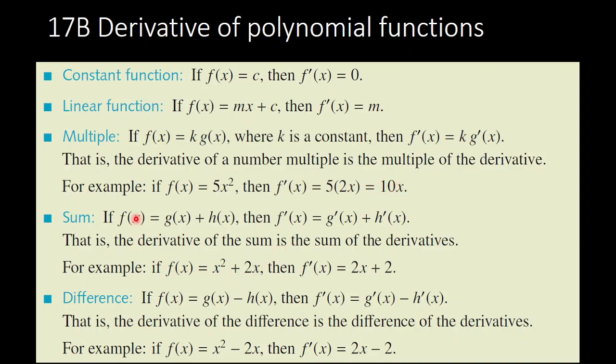With a sum and a difference, the derivative is the sum of the derivatives, and for the difference, the derivative is the difference of the derivatives. So just for the sum, if you have x squared plus 2x, you separate it, so you do the derivative of 2x, you do the derivative of x squared. Sorry, I did it backwards. Let me rephrase that. You do the derivative of x squared, then the derivative of 2x, which is 2x and 2, and then you add them together.